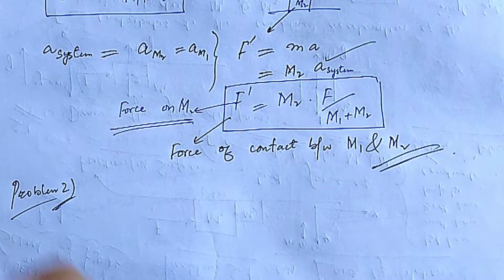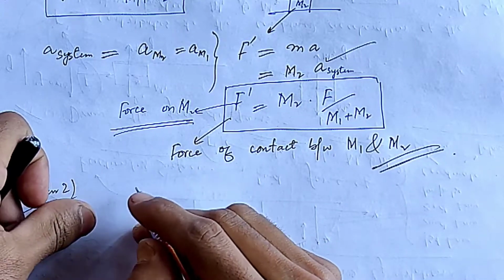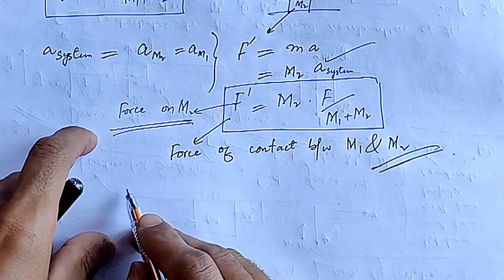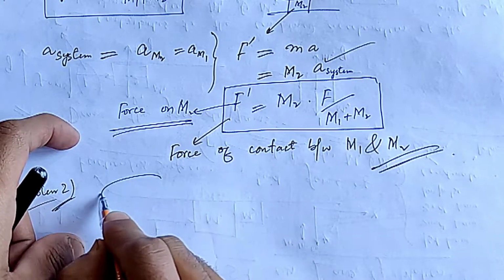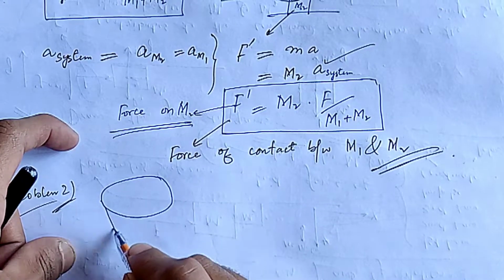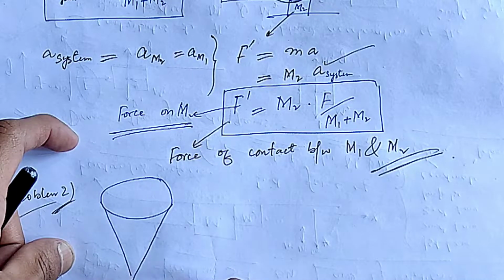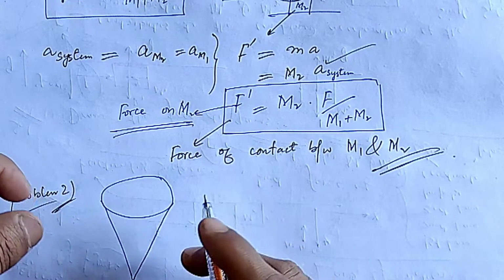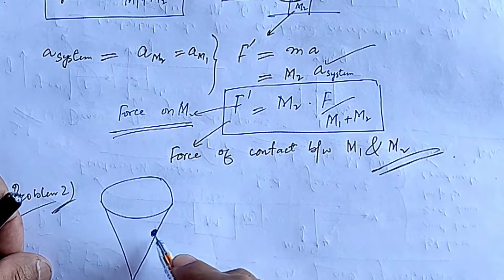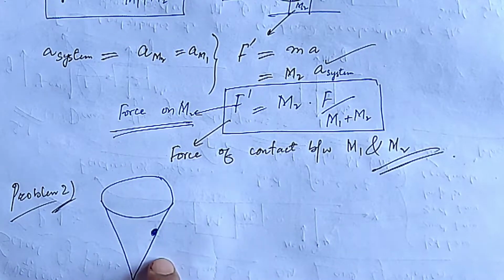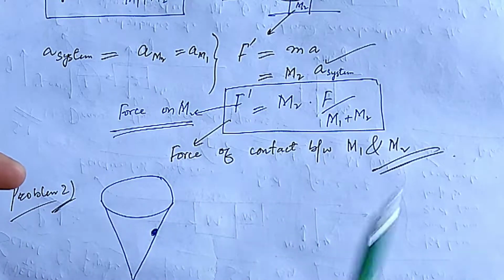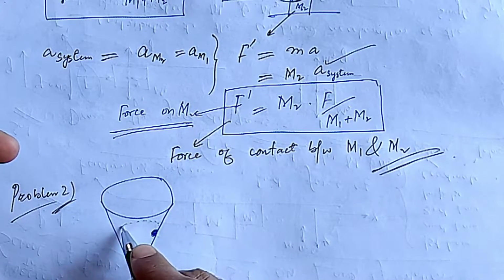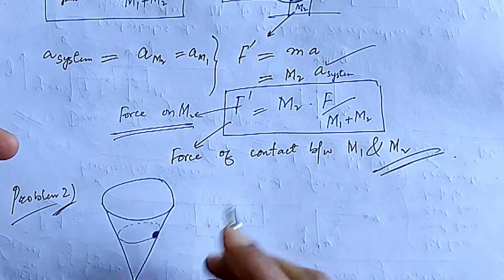Here we have a particle inside a vertical cone. Here also frictional force is absent, so we have a cone like this. The particle is moving inside it in a circle. If it is set in motion inside this cone, it will be moving with a circular motion like this.